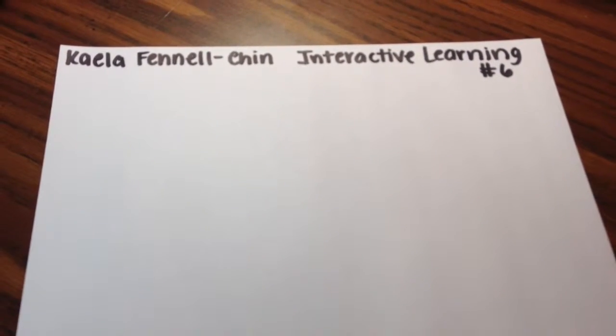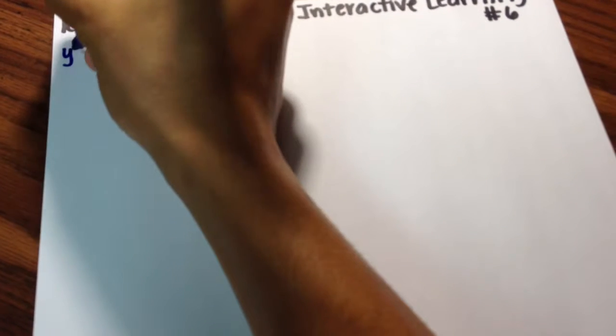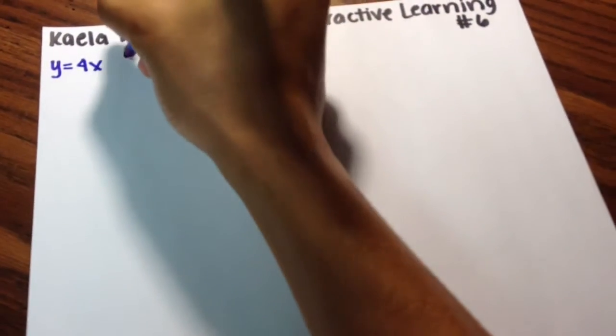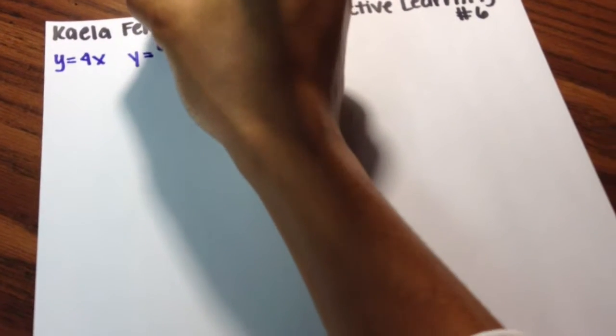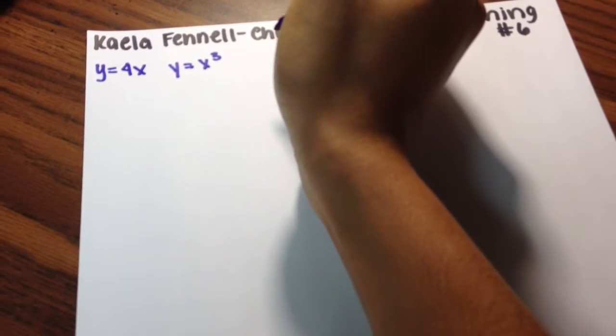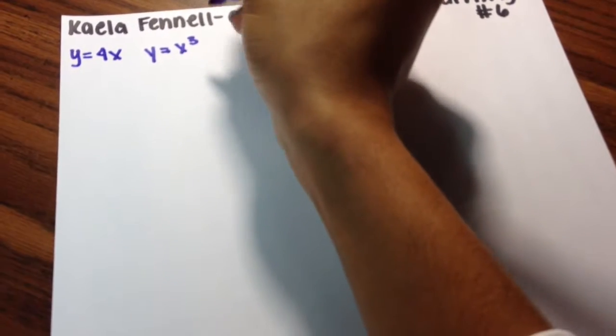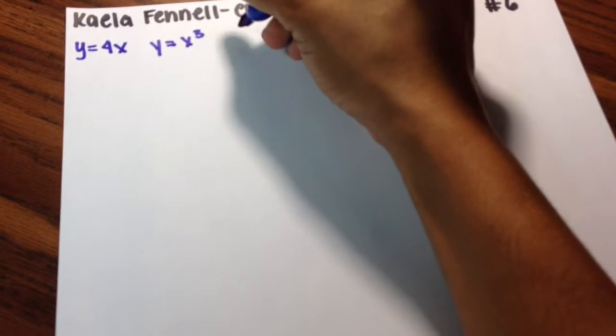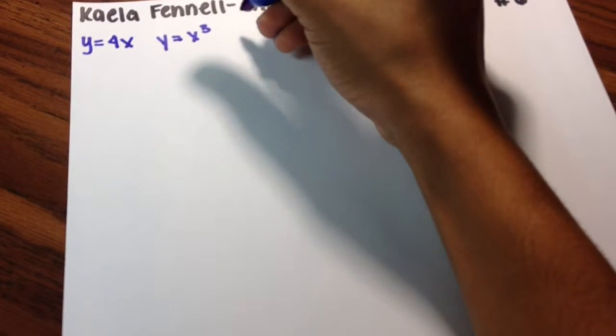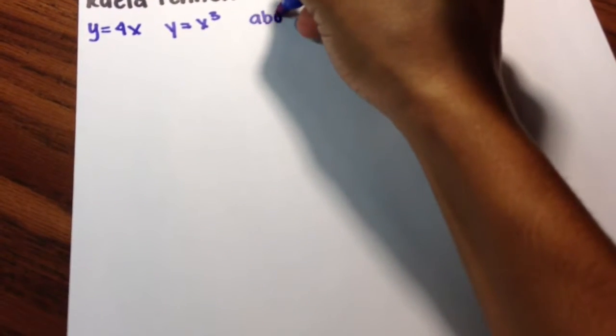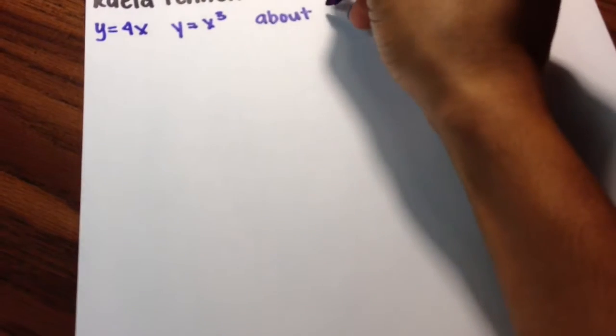So let's see what we have. We're going to find the volume enclosed by y is equal to 4x and y is equal to x to the third. We're going to take the area inside these two graphs and revolve it around the x-axis. So we're going to put about, actually, the y-axis.